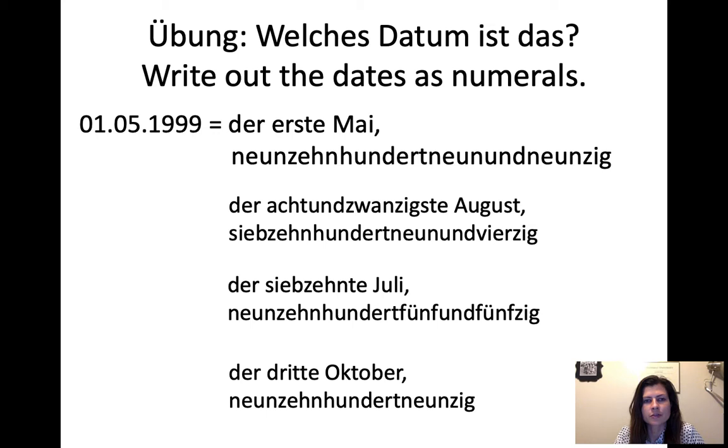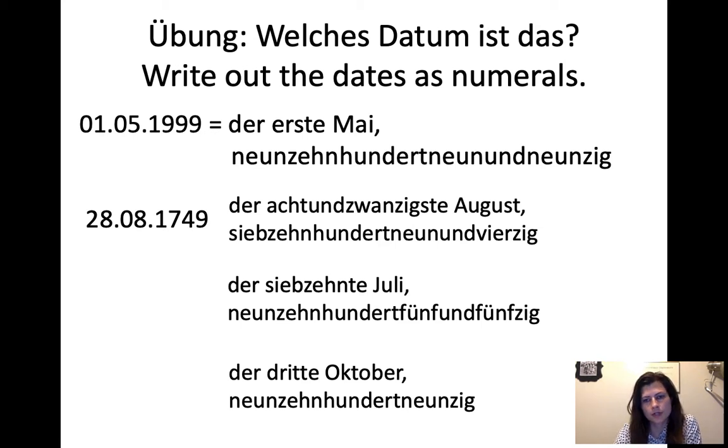Okay, so welches Datum ist das? Write out the dates as numerals in the German format too. So der 1. Mai 1999 is, of course, the 1st of May 1999. Der 28. August 1749 is then the 28th of August with the day first and then the month. 1749. That is the birthday of Johann Wolfgang von Goethe.